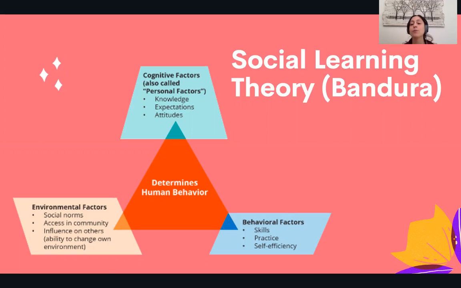Then cognitive, which involves internalizing expectations of what is acceptable or not. And then behavioral, which involves modeling, practice, and experience of success. We are using social learning in therapy when we teach a client a new skill, model it for them, assign homework to practice, and provide praise when they do it.